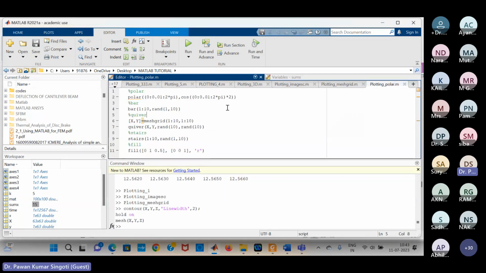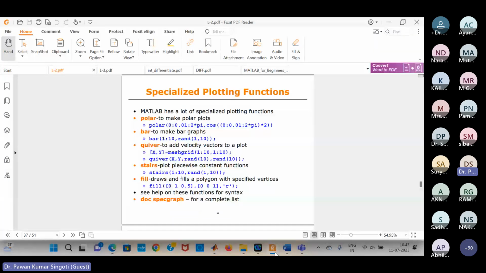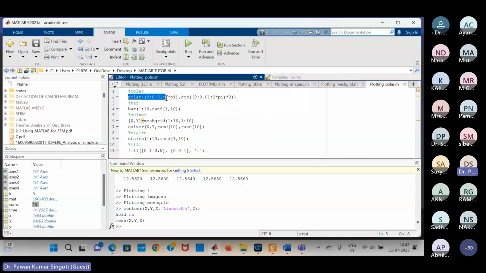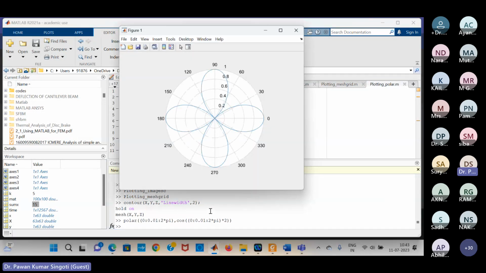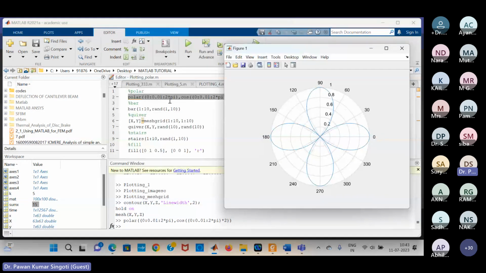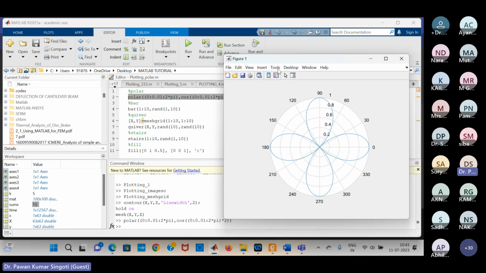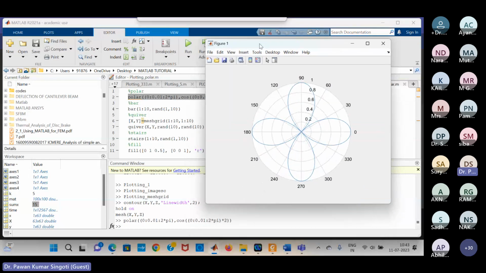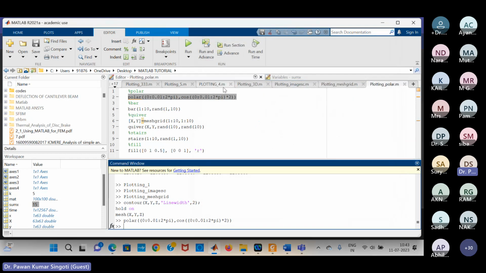This is the first one. I'm showing you one by one. Polar. What will polar do? Polar will polarize between x and y. You can see the limits of this polar. It is between 0 to 2 pi, meaning 0 to 360 degrees, and it ends over here, and it is corresponding to cos, the same limit, 0 to 2 pi. It is showing this kind of figure. So these are the polar plots.